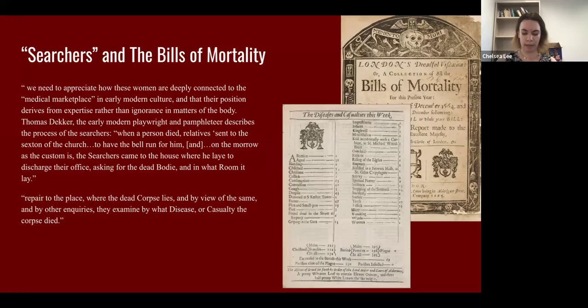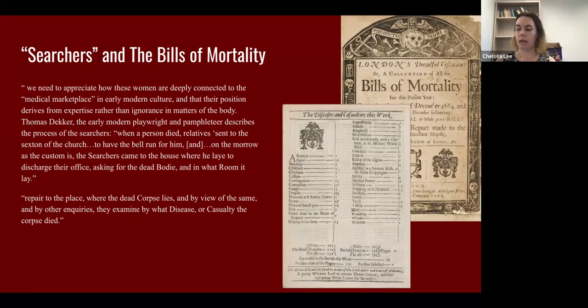Munkoff then argues that, quote, "We need to appreciate how these women are deeply connected to the medical marketplace in early modern culture, and that their position derives from expertise rather than ignorance in matters of the body." Munkoff then quotes Thomas Dekker, the early modern playwright and pamphleteer, on how he describes the process of the searchers.